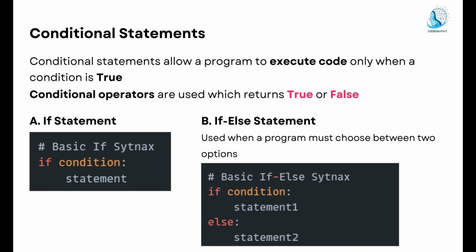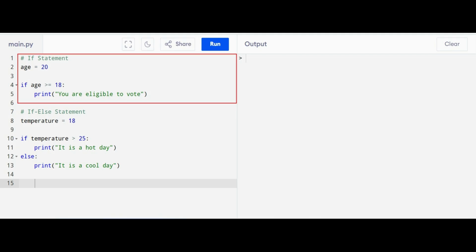The if else statement is mostly used when the program or code must choose between two options. So for the syntax, we have if condition statement 1, and then you introduce the else, and then you bring in statement 2. For this example, we are looking at if statements and if else statements.